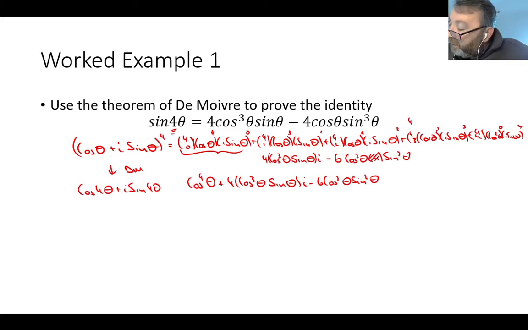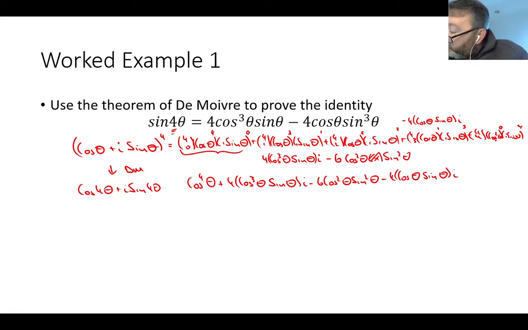Cos theta to the power of 1 is cos theta. And then i sine theta to the power of 3 is minus i, so that'll be a minus sine theta, and that's i. So we get minus 4 times the cosine of theta, sine of theta i.